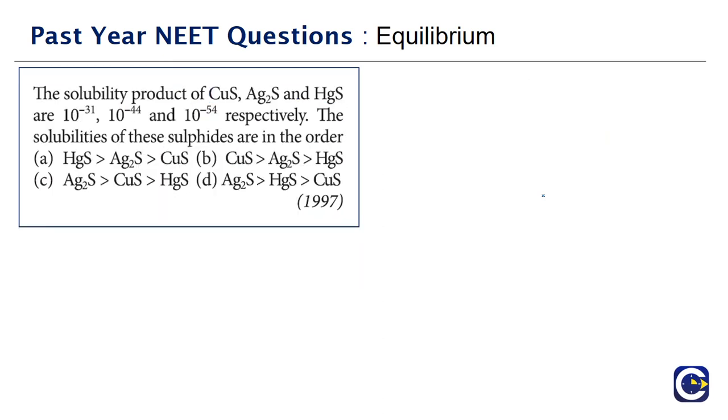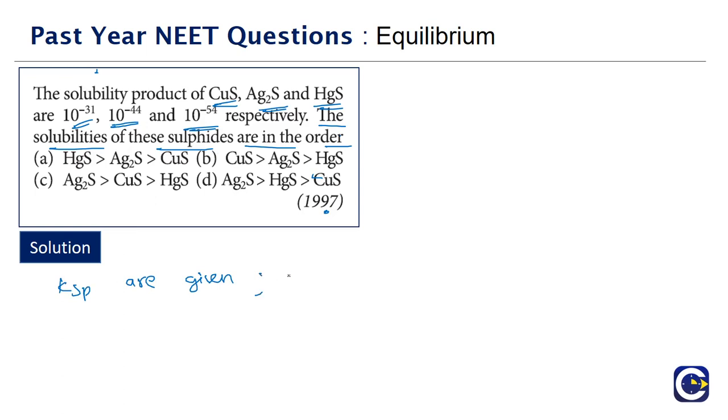Next we have a question that came in the year 1997. This is another important model of question. The solubility products of CuS, Ag2S and HgS are 10 power minus 31, 10 power minus 44 and 10 power minus 54 respectively. Then the solubilities of these sulfides are in the order. So the Ksp values are given. What do we need to find? We need to find the order of the solubilities.